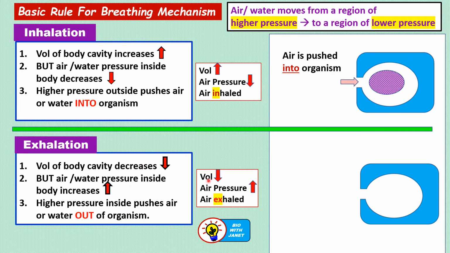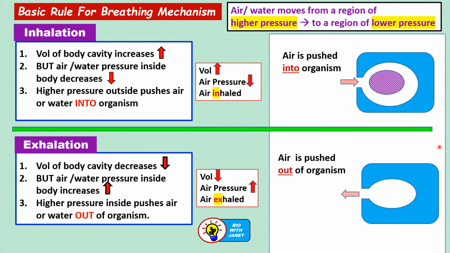How about exhalation? Now exhalation is just the opposite. All right, so you have this body cavity here, and the organism will reduce the volume of this body cavity to a smaller volume, so that the air pressure or water pressure inside the body increases to be more than that of the air or water pressure outside. Okay. So the higher pressure inside the respiratory cavity here pushes the air or water out of the organism, and that's exhalation. Okay, so the air has been pushed out. Right, so this same principle is used for all the organisms that we're going to discuss, okay, for the breathing mechanism.